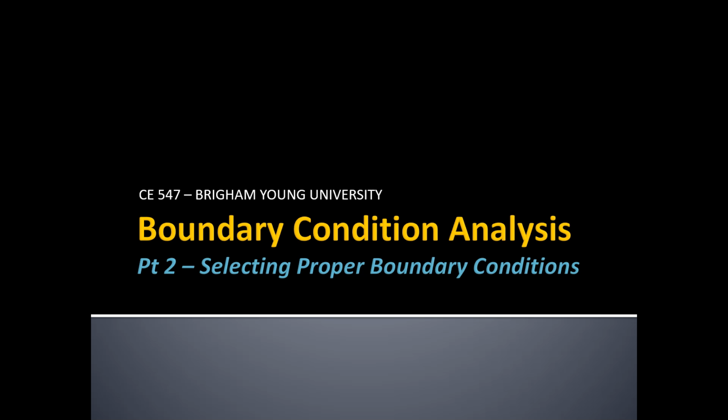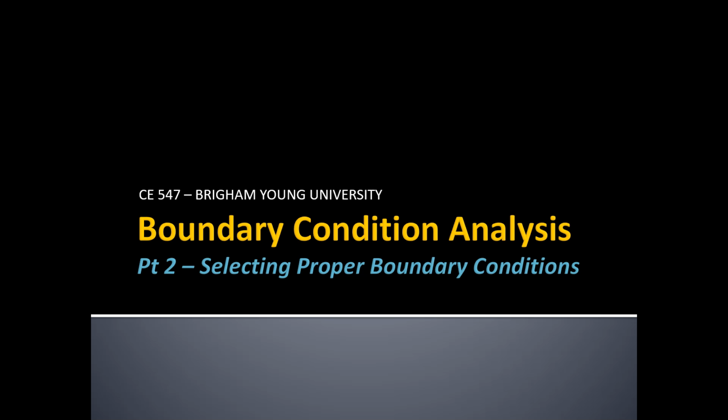Okay, this is part 2 of our discussion on boundary condition analysis, and in part 1 we reviewed the various types of boundary conditions that are normally applied to groundwater models, and specifically we are talking about the conditions we apply on the outer perimeter or the boundary of our model. Every side of your model has to have some kind of boundary condition applied to it.